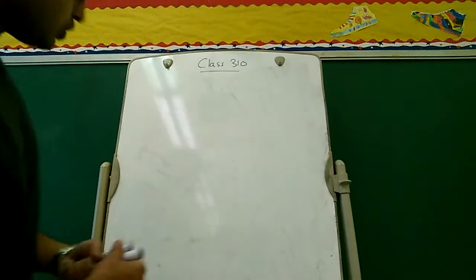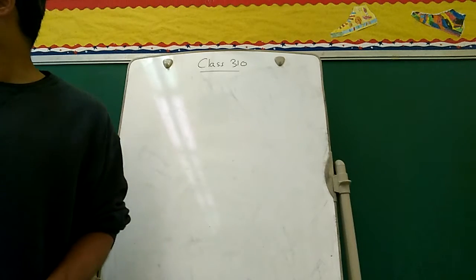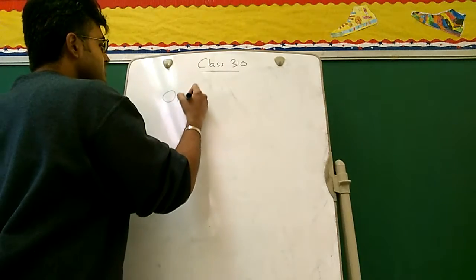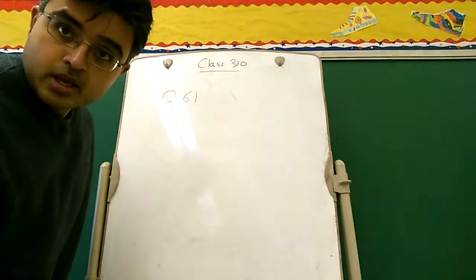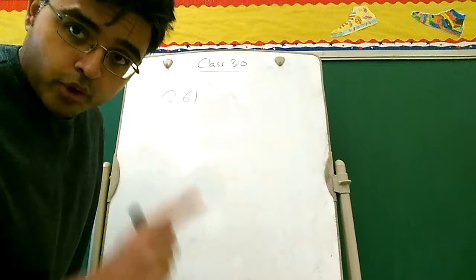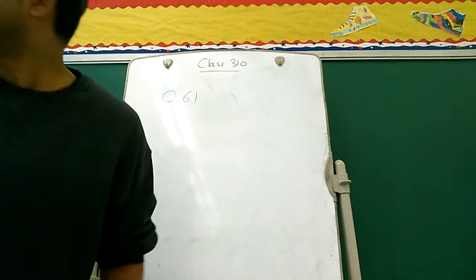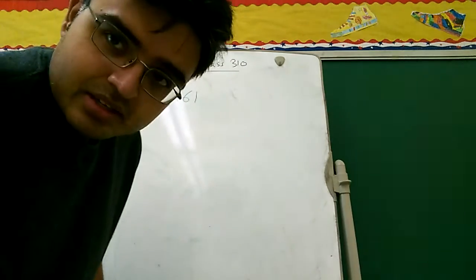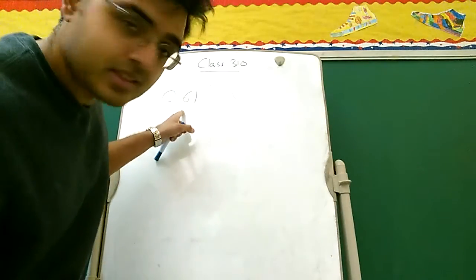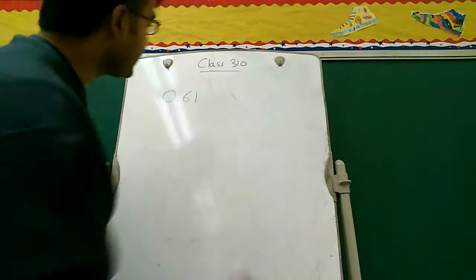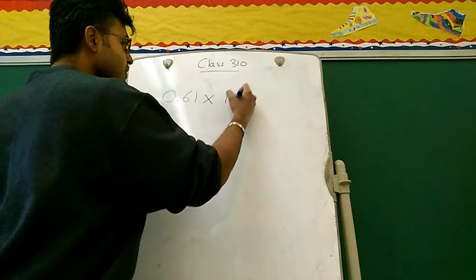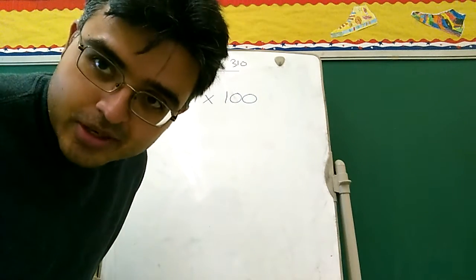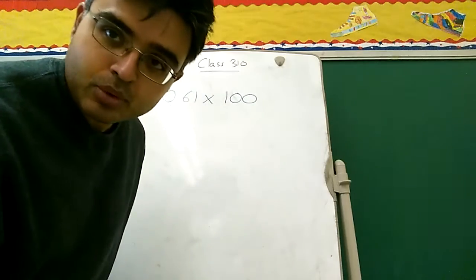Let's begin. So let's take a decimal. Let's try 0.61. I want to change 0.61 into a percent. How do we do this? Very simple. All you do is you take the decimal and you multiply it by 100. Why? Because percentages are always out of 100. So we just take the decimal, multiply it by 100.